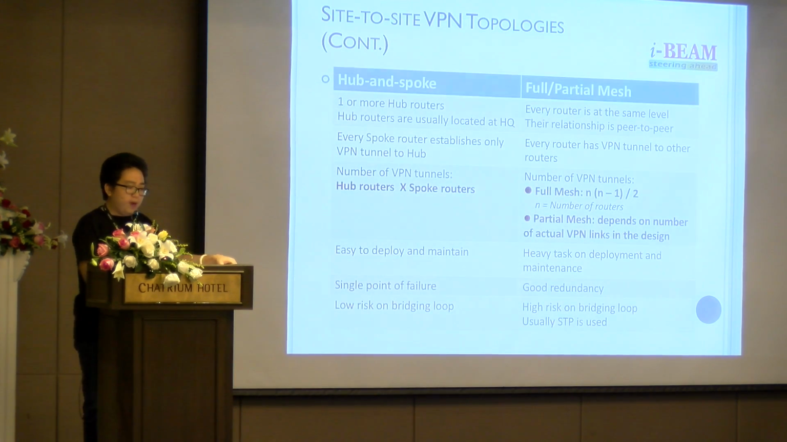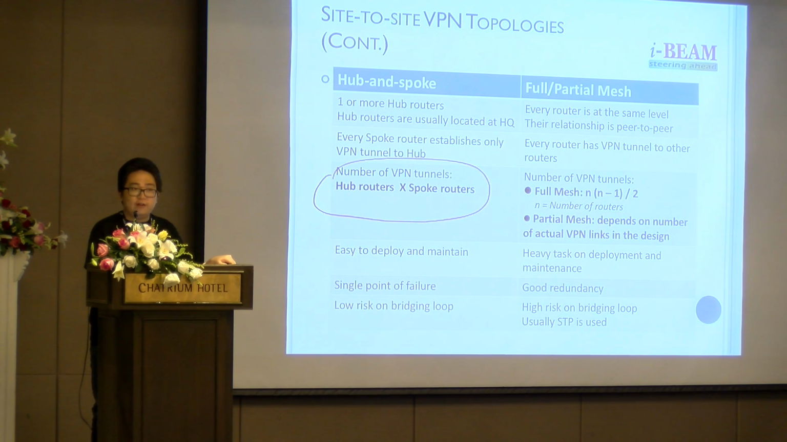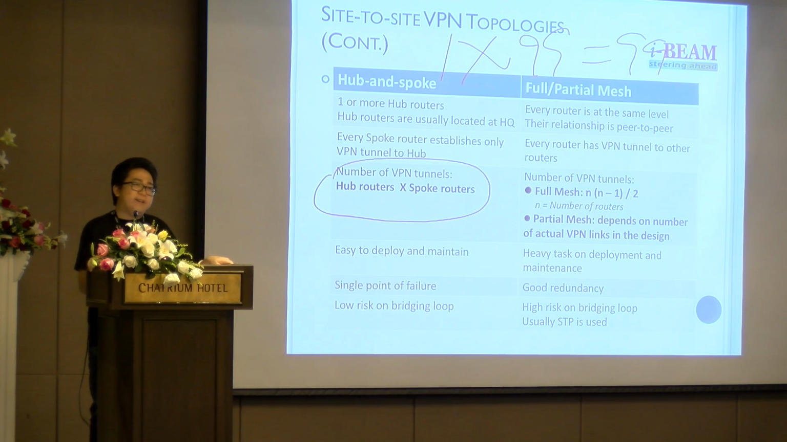Okay, let's compare what are the differences in terms of technical. Hub and spoke. Normally, you will have one or more hub routers, and it is usually located at headquarters or head office. And every spoke router establishes only one tunnel. So totally, the number of VPN tunnels will be the number of hubs multiplied by the number of spokes. Simply means if you have 100 offices, you have one head office and 99 branch offices, so it will be 1 multiplied by 99, then it will be 99 tunnels. So totally only 99 tunnels. If you have 2 routers at head office, then it will be 198 tunnels. Just multiply like this.